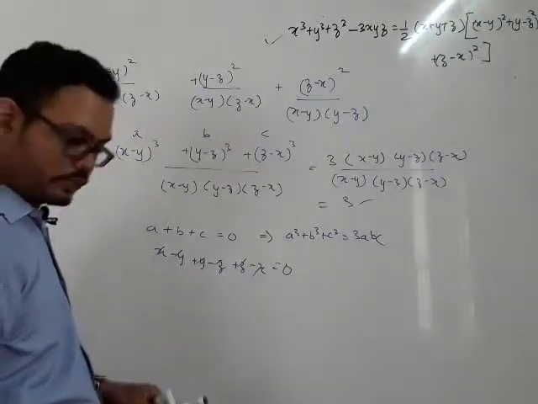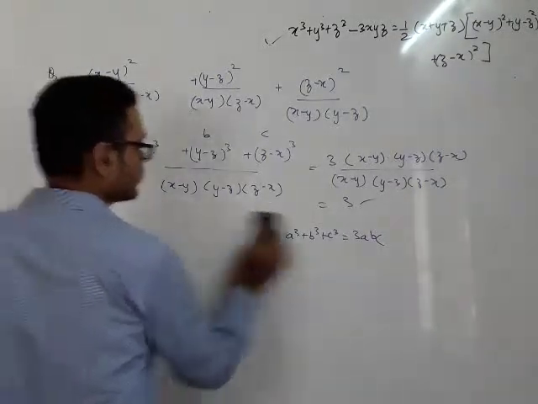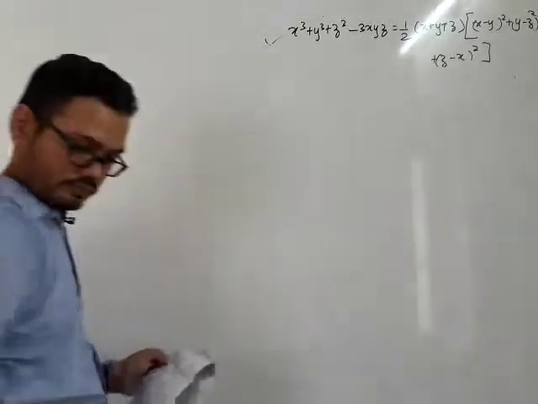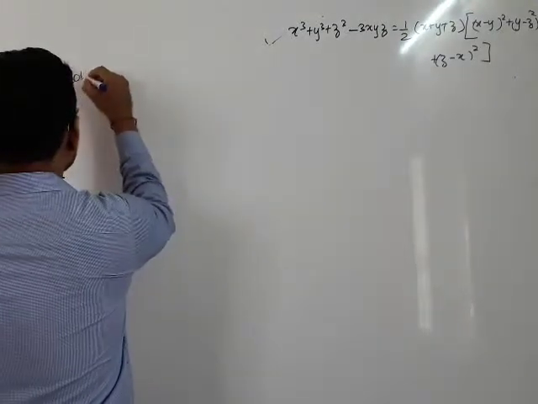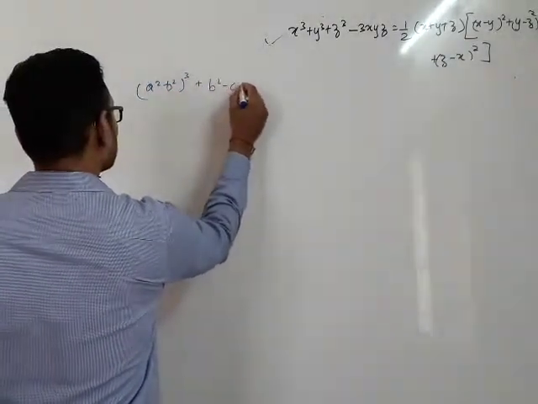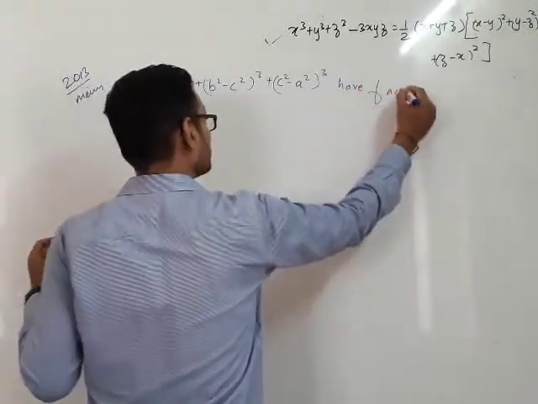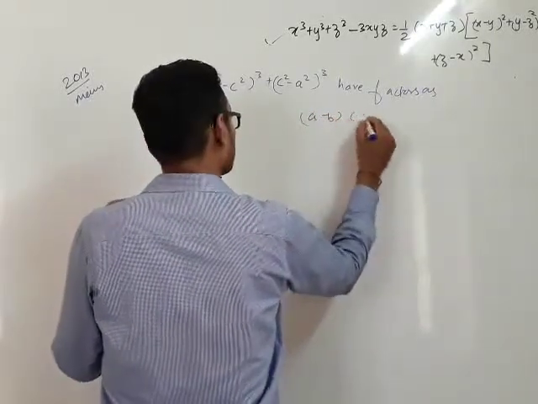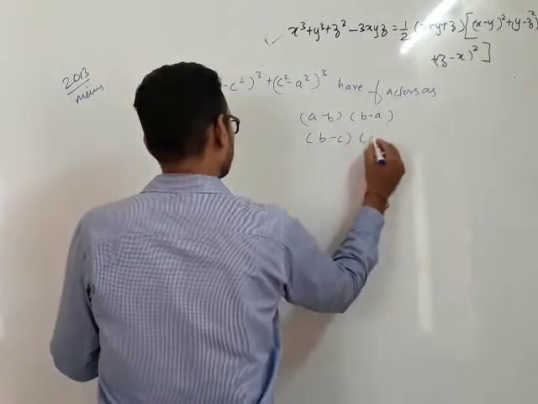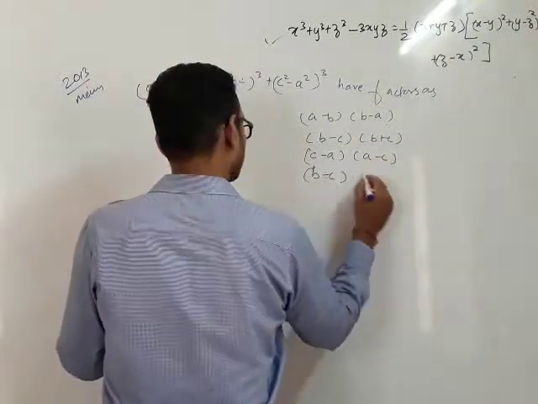Okay, so let's move on to the next question. This was asked in 2013 mains. (a square minus b square) cube plus (b square minus c square) cube plus (c square minus a square) cube have factors as a minus b, a plus b, b minus c, b plus c, c minus a, c plus a, and so on.